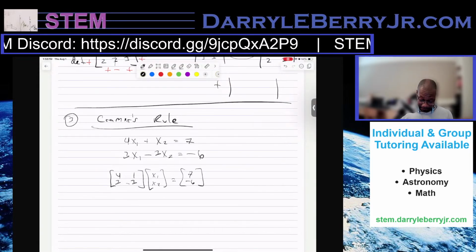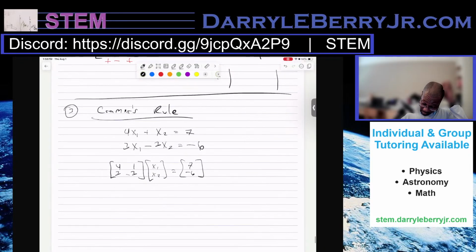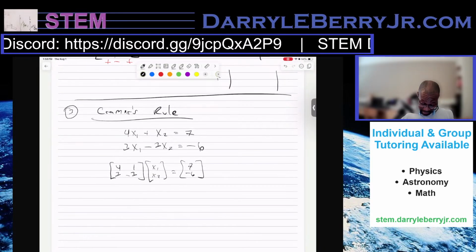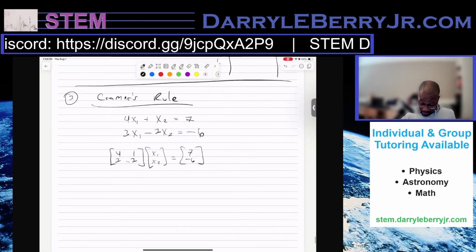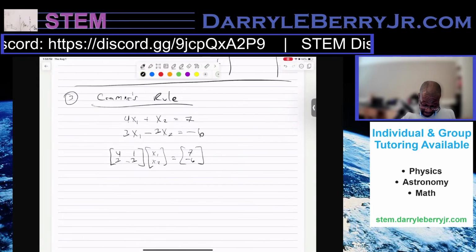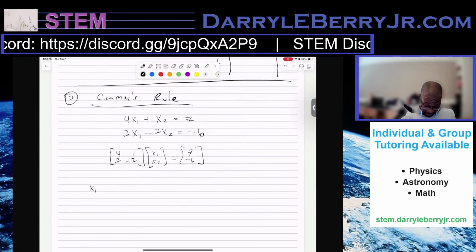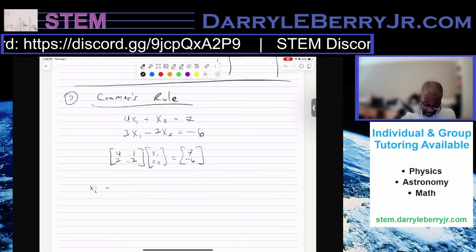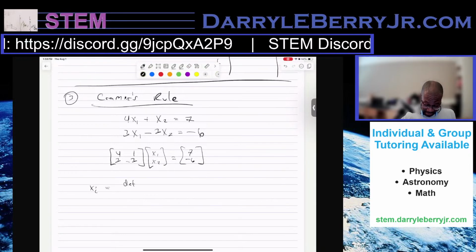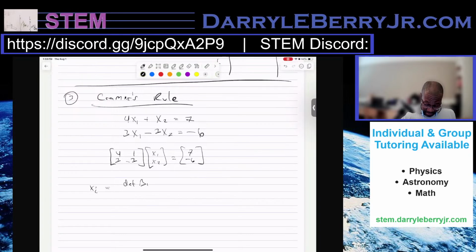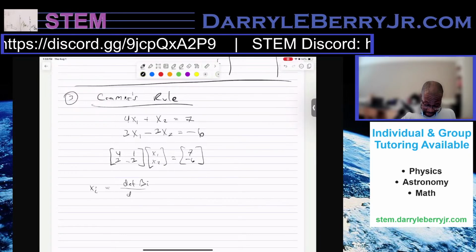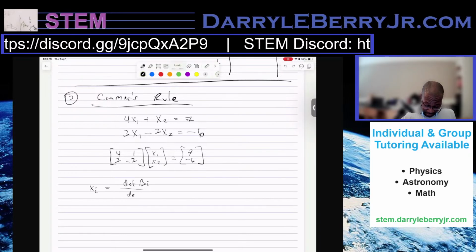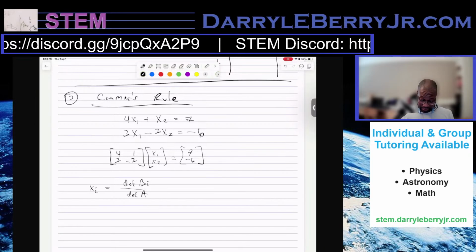And it'll look like that. And we know if we want to solve that, we could just do our row operations and everything. But what Cramer's rule says is, if you want to find what x1 or x2 is, I'll just call it xi, all you have to do is take the determinant of Bi over the determinant of A, and I will give you the solution.